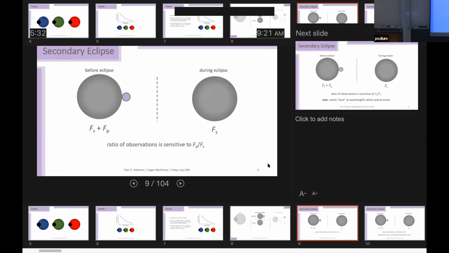If you think about it, in this observation, the light that you are receiving is the combined light of the star and the planet, whereas in this observation, you just have the light from the star. So if you take the ratio of those two observations, you would have Fs plus Fp divided by Fs, or 1 plus Fp on Fs, which is the planet to star flux ratio. And so secondary eclipse observations are then sensitive to the planet to star flux ratio for that planet star system.